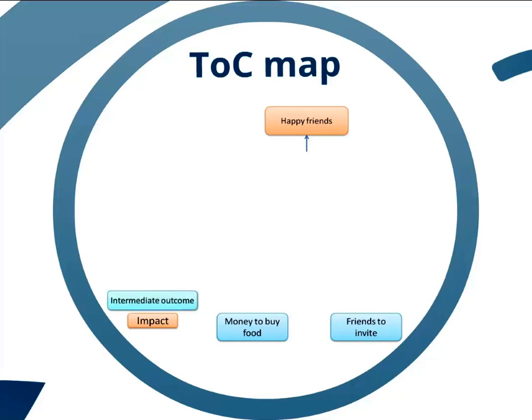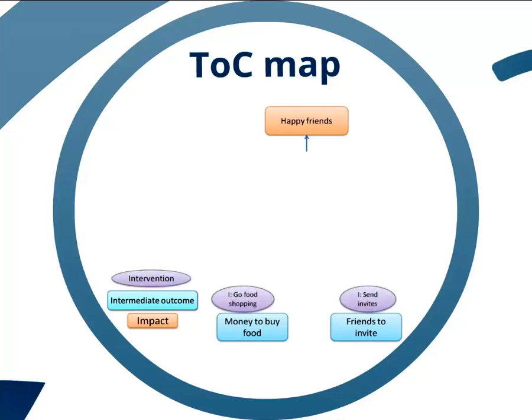You start with the things that you need to have to start. So if I'm going to have a dinner party, I need money to buy food and I need friends to invite. And if I don't have those two things, then the causal pathway ends there. I can go no further. And these are called intermediate outcomes.